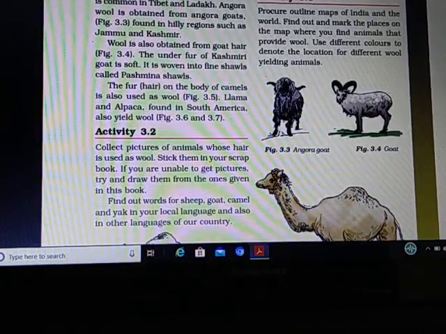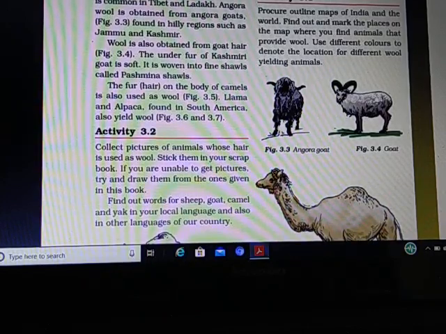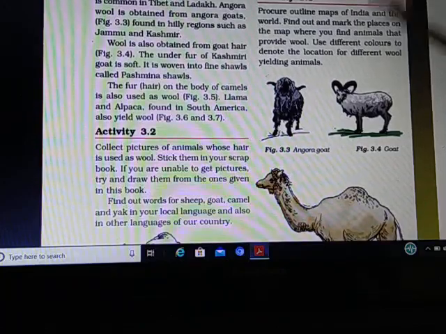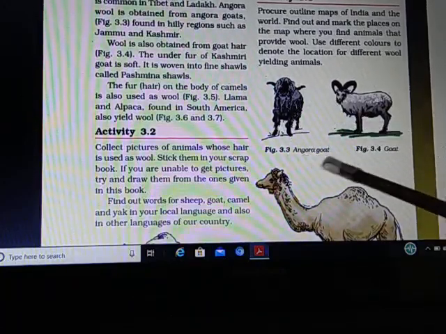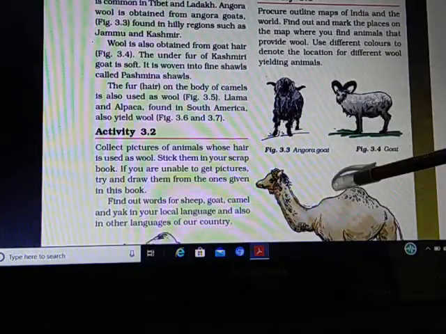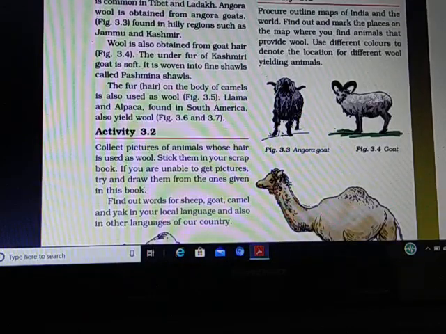In this, you have to collect some pictures of animals that give us wool. And you have to write out different names of sheep, goat, camel and yak in your local language, or any other language, whatever we call them. For example, this goat's name is Angora goat, so you have to write that name also. And if you're not getting any picture, you can draw the picture which is given in this book.